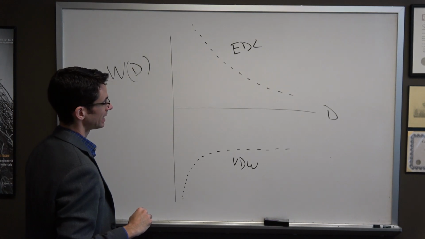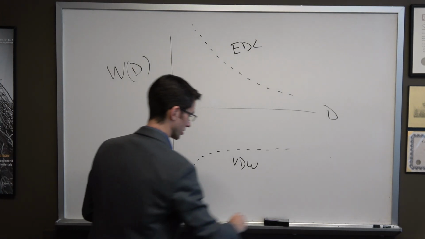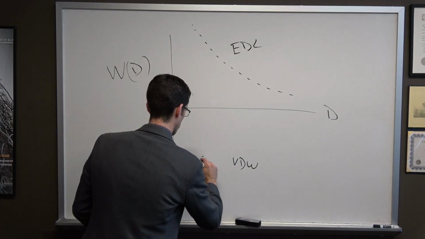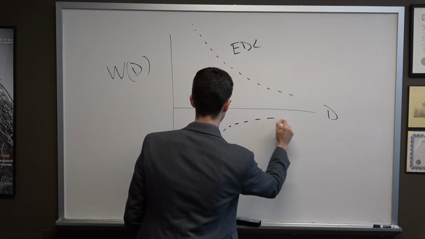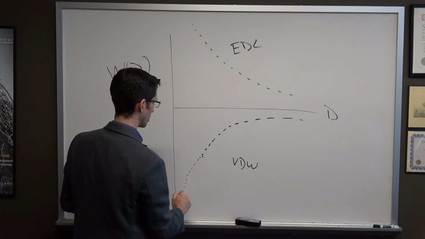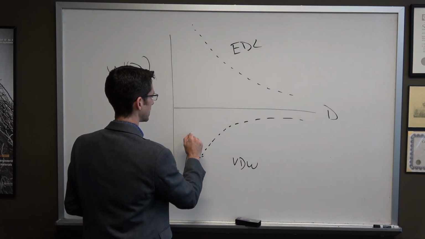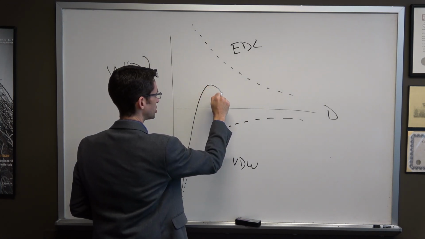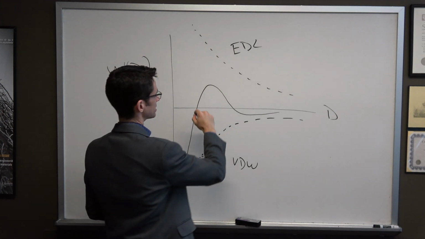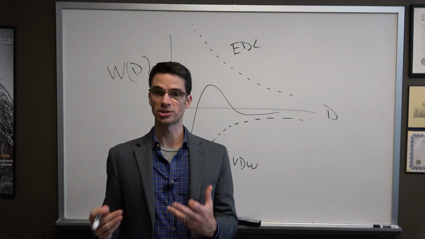Now, I probably didn't draw this quite right. Probably more like this or something. So typically how one draws this is that the van der Waals force dominates at small distances of separation, and this is called the primary minimum. Then there's a repulsive barrier due to the electric double layer repulsion.